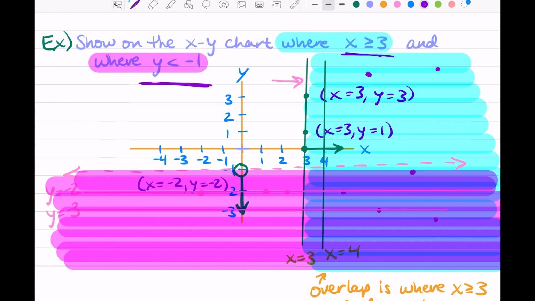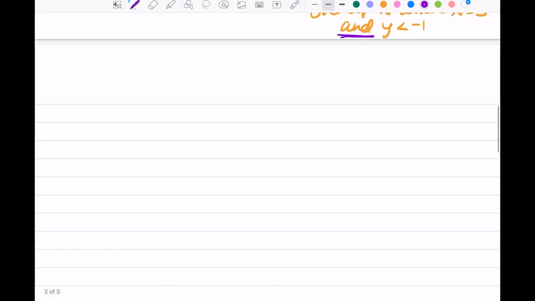Okay, let's try one more, now that we have an idea. Show on the XY chart where y is greater than or equal to 2x minus 5.